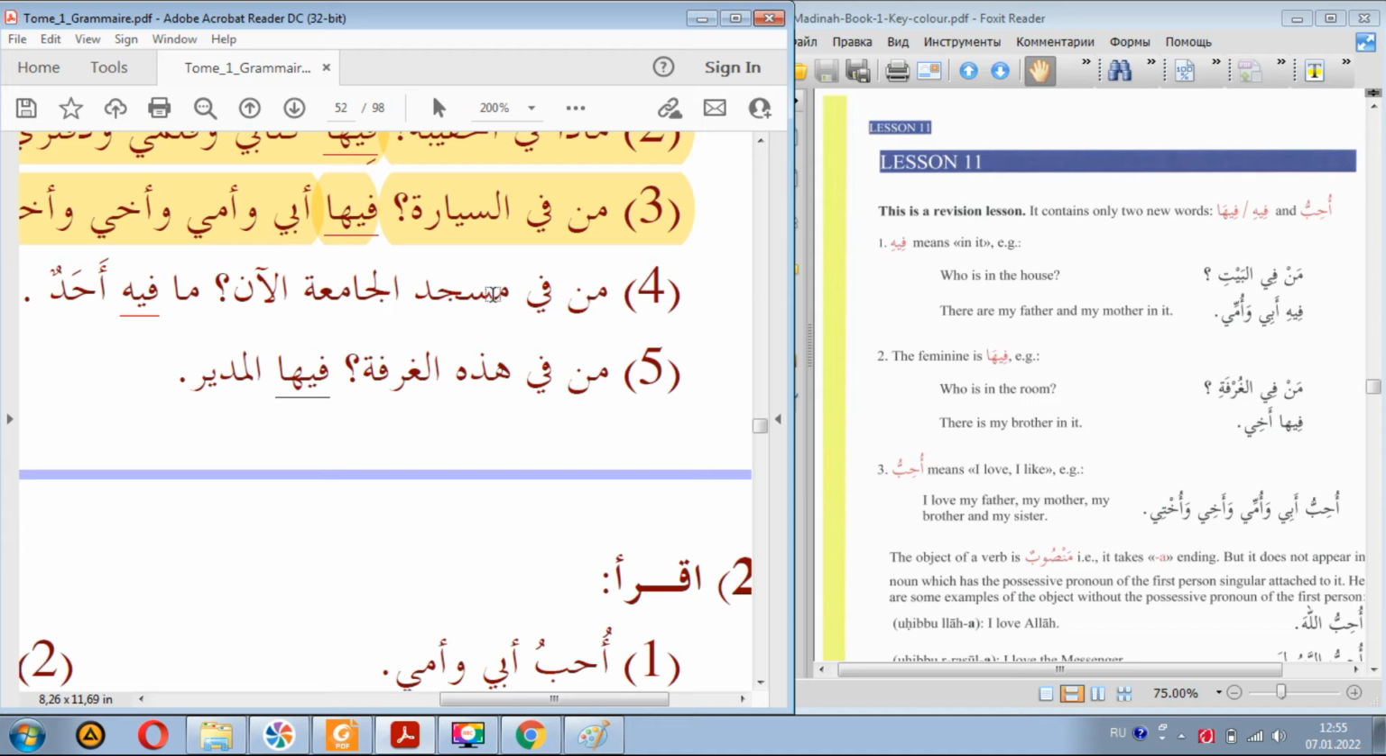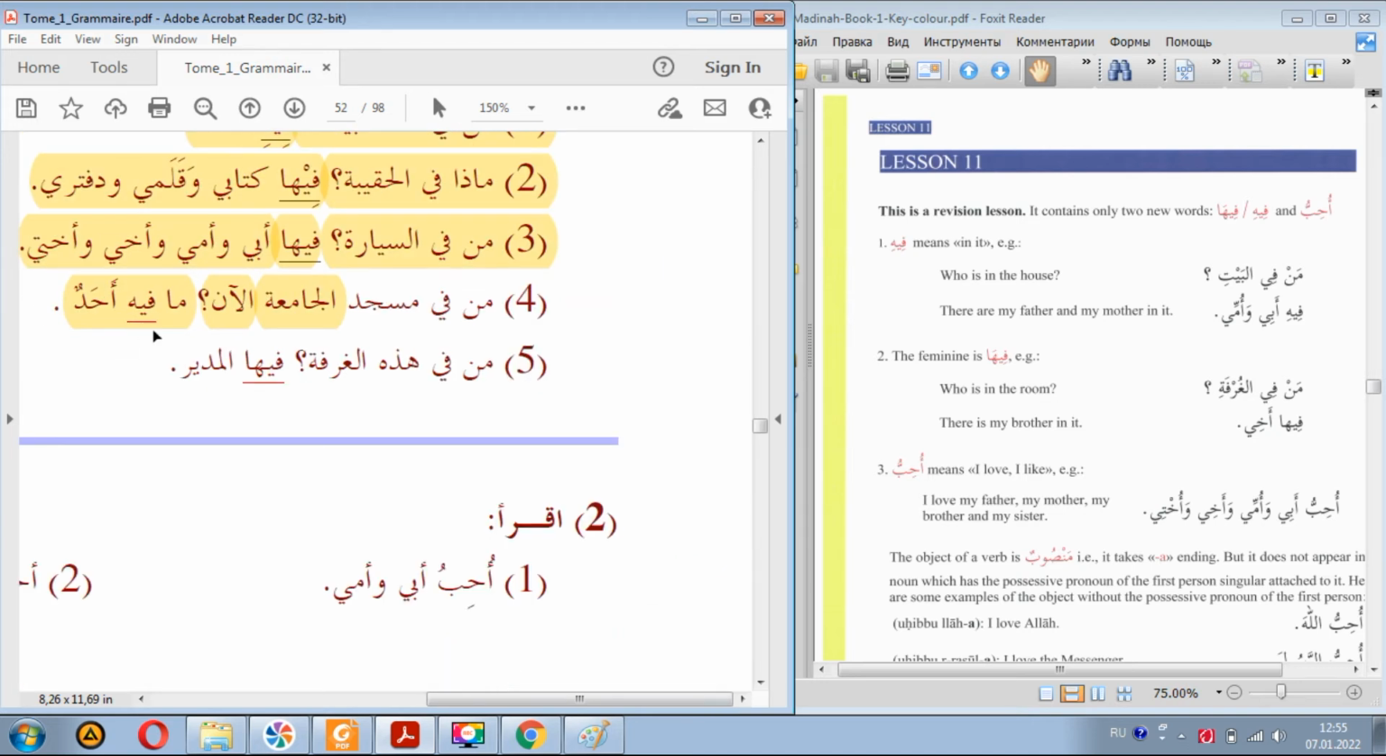Okay. من في مسجد الجامعة الآن? Who is in the mosque of the university right now? ما فيه أحد. There is nobody there. ما أحد فيه. So there is nobody in it.